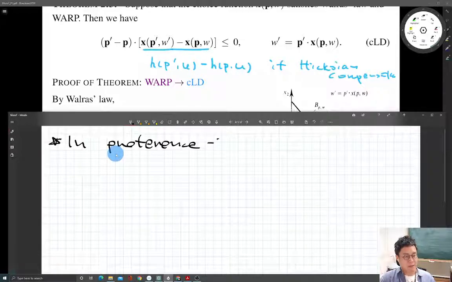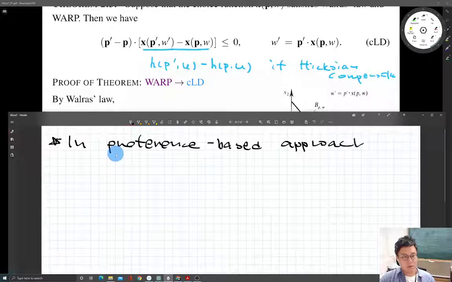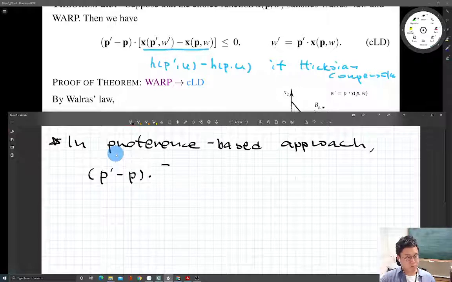In the preference-based approach, we can show the law of compensated demand: P prime minus P dot H of P prime, U minus H of P, U is always non-positive.